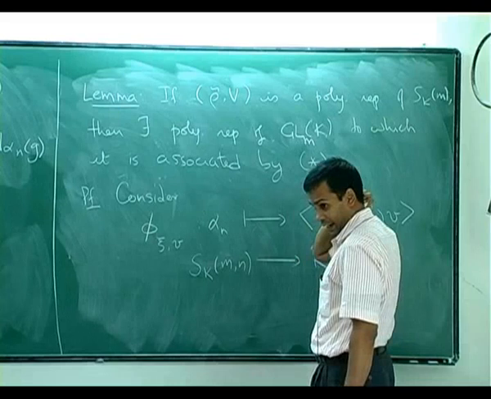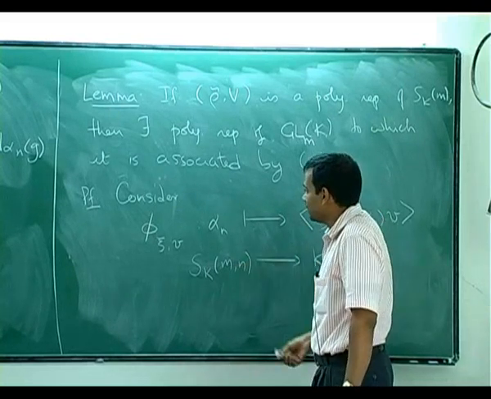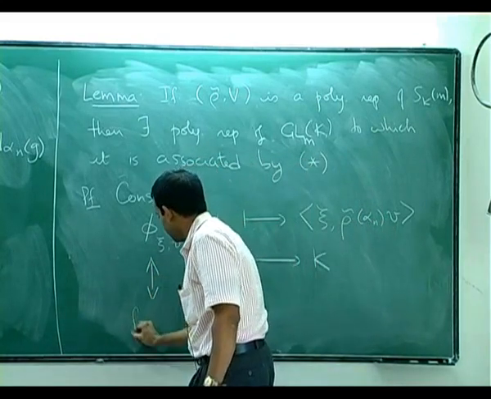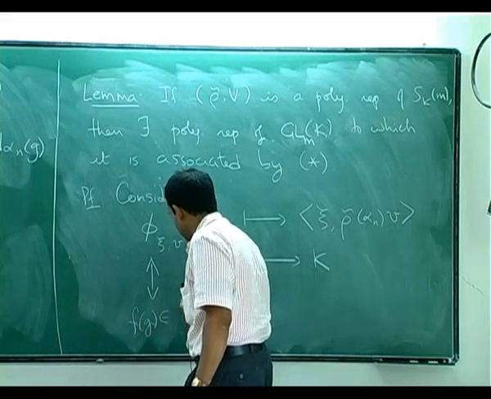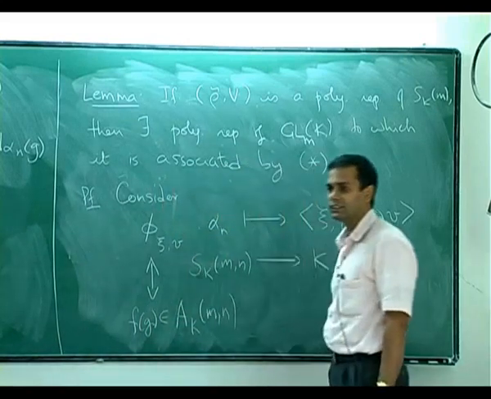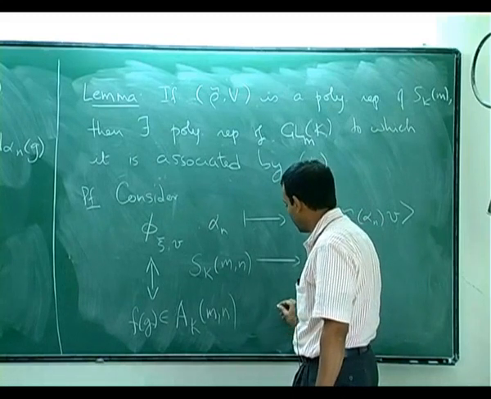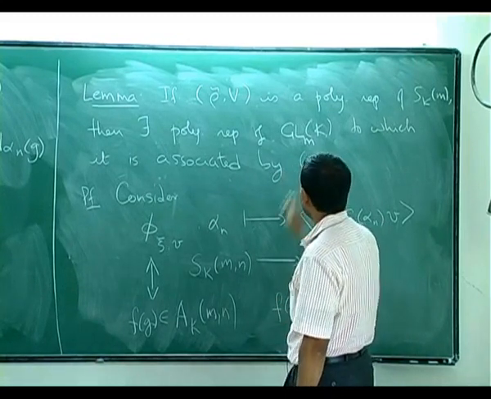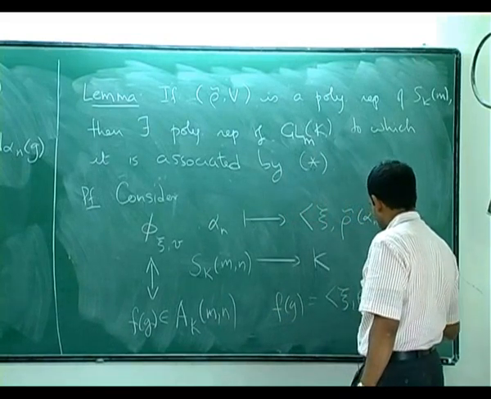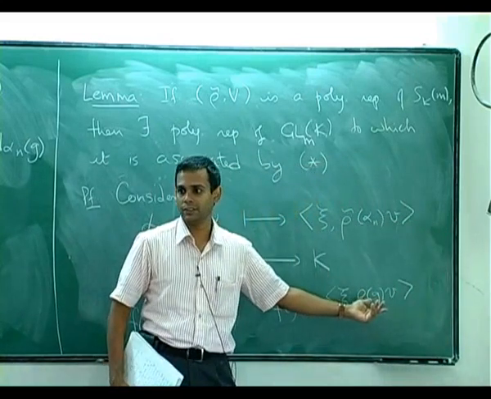This is the dual of A K M n. A K M n is just a finite dimensional vector space. So this corresponds to some function f_g in A K M n, because the double dual of a finite dimensional vector space is the original vector space. And then I will define rho g by using the formula. Well, I must have, for this star to hold, that f_g should be a matrix coefficient of rho g. So this allows me to define rho g for each g.